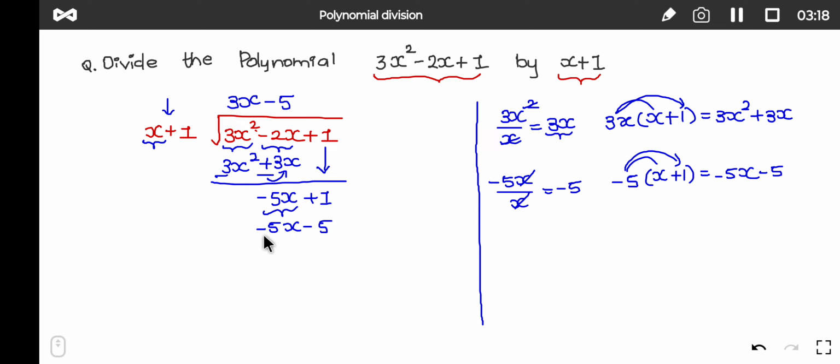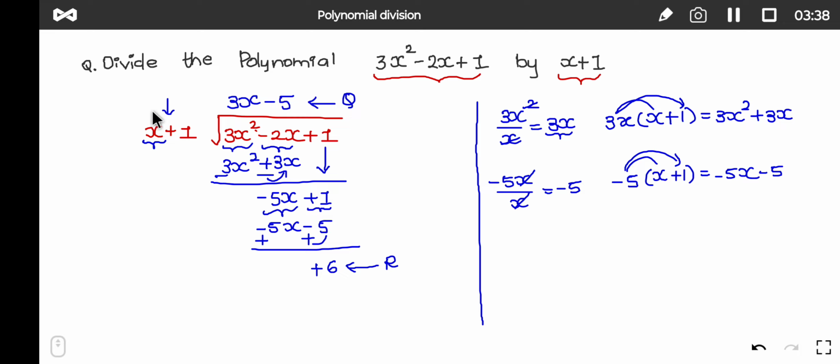Then change the sign. Okay, so this minus becomes plus, here also minus becomes plus. So minus 5x plus 5x, this will get cancelled. Plus 1 and plus 5, so the answer will be plus 6. So this is our remainder. Okay, now we cannot solve further. This is our quotient, and x plus 1 is our divisor here. Okay, so for this question our quotient is 3x minus 5 and the remainder is 6. Look at one more question.